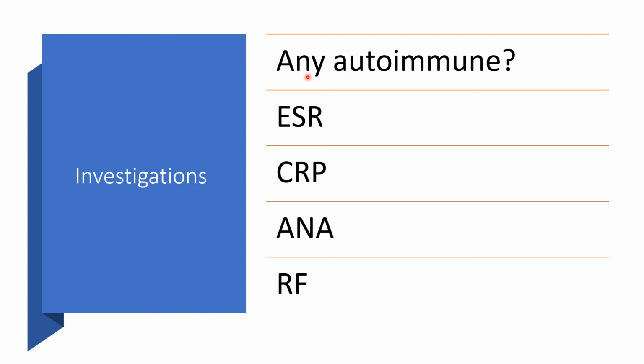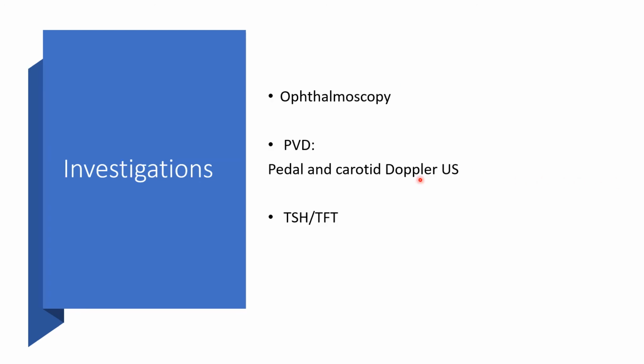Still on investigations, is any autoimmune condition going on here? Check ESR, C-reactive protein, antinuclear antibody, and rheumatoid factor. Somebody is asking, what's the business? Oh, remember type 1 diabetes mellitus? The possibility of autoimmunity being the cause of that. And once you find one autoimmune condition in medicine, we must look for other autoimmune conditions. We're not done as per investigations yet. Oh no, we are not done. We must have ophthalmoscopy done. Peripheral vascular disease to be ruled out using Doppler and carotid Doppler ultrasound. The thyroid gland should be investigated with thyroid stimulating hormone or a full thyroid function test.